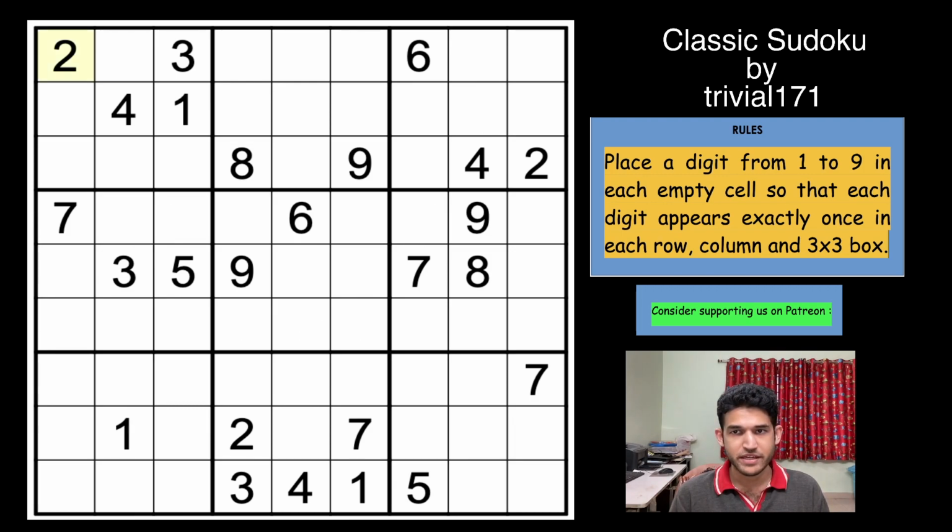Classic rules apply. Each row, each column, and 3x3 box in the grid has digits 1 to 9, no repetitions.